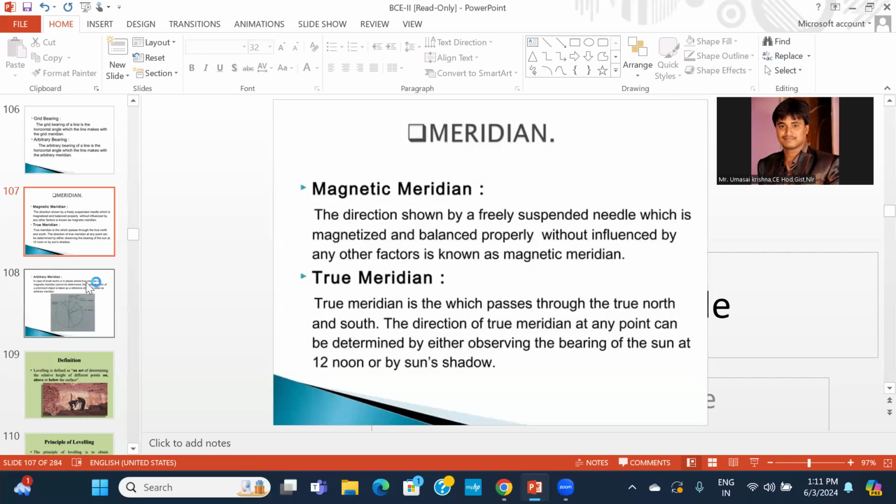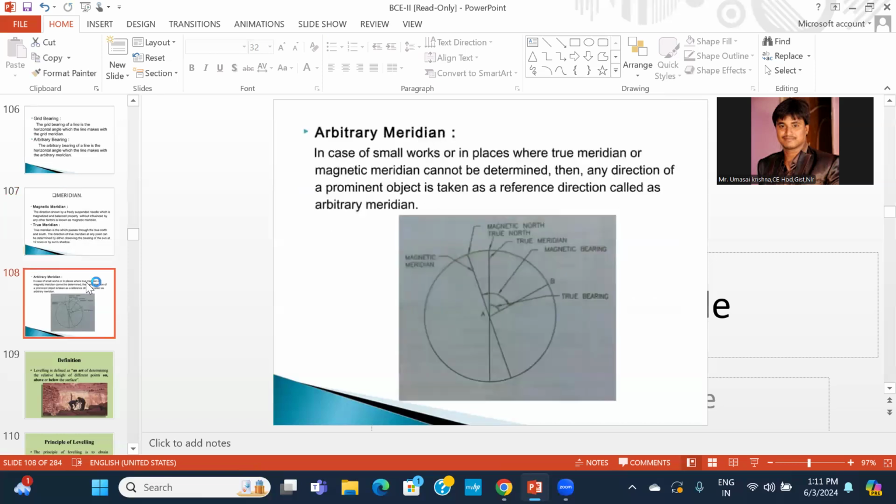The next one is the arbitrary meridian. Arbitrary meridian is used for small works without considering the true meridian or the magnetic meridian. We take a particular point as a reference.